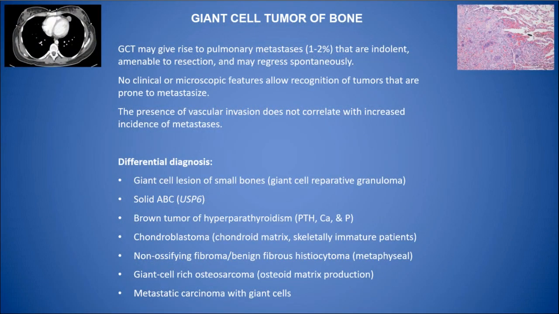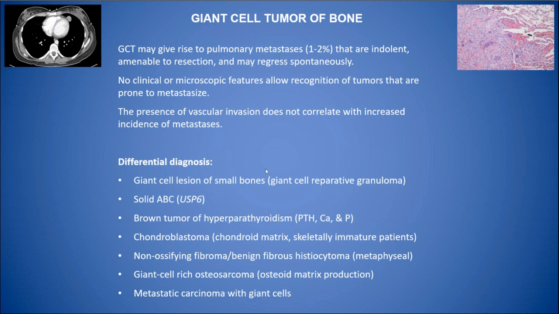Like mentioned before, giant cell tumors may give rise to indolent pulmonary metastases that are amenable to resection when possible and may regress spontaneously. And there's really no way to predict histologically or clinically when the tumor will metastasize. Even the presence of vascular invasion on histological sections, which is not uncommon, does not really correlate with increased incidence of metastasis. So finding metastasis from giant cell tumor of bone is not really an ominous sign. Actually, it does happen, and usually does not cause patient death.